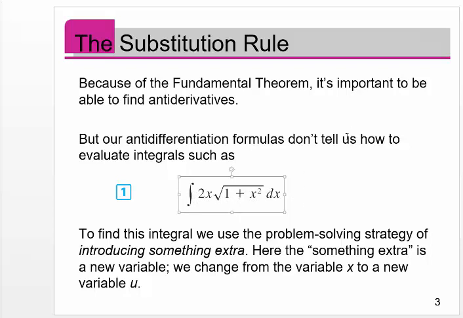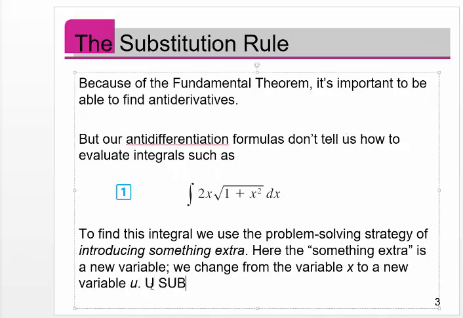There's a square root in there, there's something underneath the square root, and there's 2x on the outside. How do I even begin to do this problem? Well, to find this integral, we have to use a problem-solving strategy of introducing something extra. We need something new to tackle this problem, and the something new is a new variable. We change from the variable x to a new variable u, and this is called the u substitution method. That's the new method we're learning today, the u sub method.